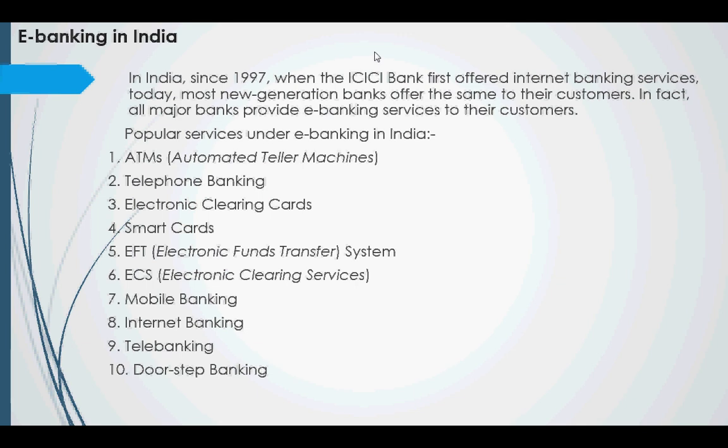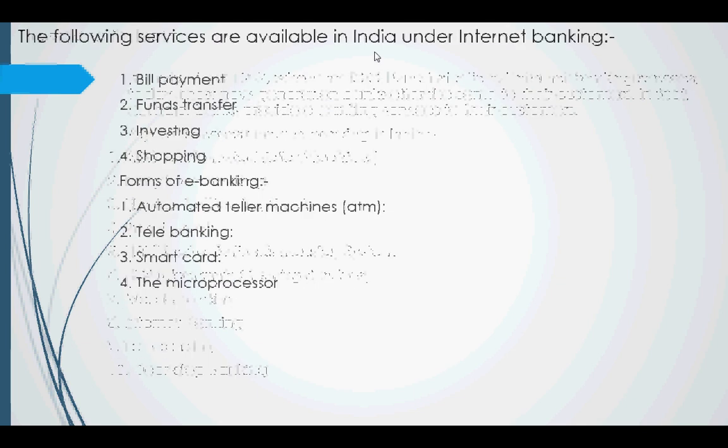There are a number of popular services rendered by the banking system through e-banking facilities in India, like ATM, telephone banking, electronic clearing cards, smart card, electronic fund transfer system, electronic clearing services, mobile banking, telebanking and doorstep banking. When any person wants to open an account, they need not visit the bank branch. Doorstep banking is also available because of these internet facilities. So these are the services available through internet banking in our country to customers.